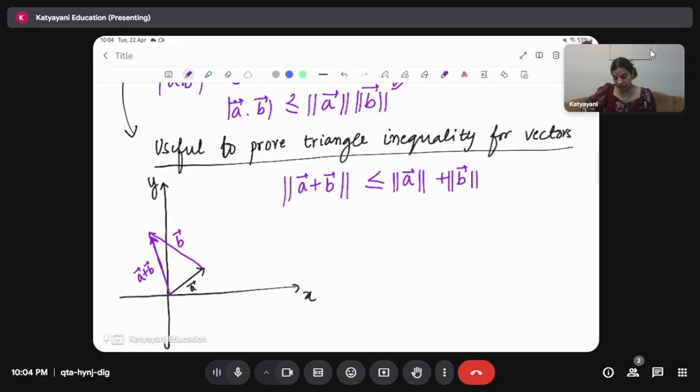So what does it say? हमने पढ़ा था कि कोई भी triangle की the length of the third side of a triangle is always less than or equal to the sum of the other two sides, right? This we have already proved, this we have already seen in geometry, right? Now how do we use it in वेक्टर फॉर्म, राइट?